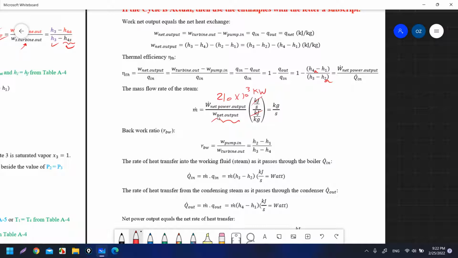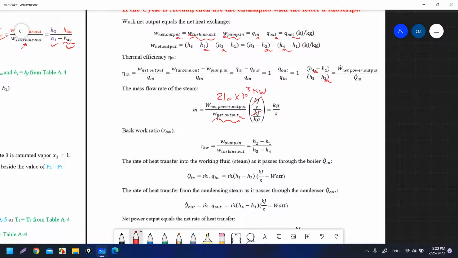The work net output can be calculated from here. You need to find the work turbine out and the work pump in. Of course, they are the actual turbine out and the actual pump in. Also, this one will be Q in actual, Q out actual, Q net actual, the work net out actual. So everything should be calculated in actual. So you can get the mass flow rate for the actual cycle. Of course, H3 will be the same, with H4A and H2A. So you only change H4 and H2. We will calculate everything, and we will calculate the work net output using both equations.